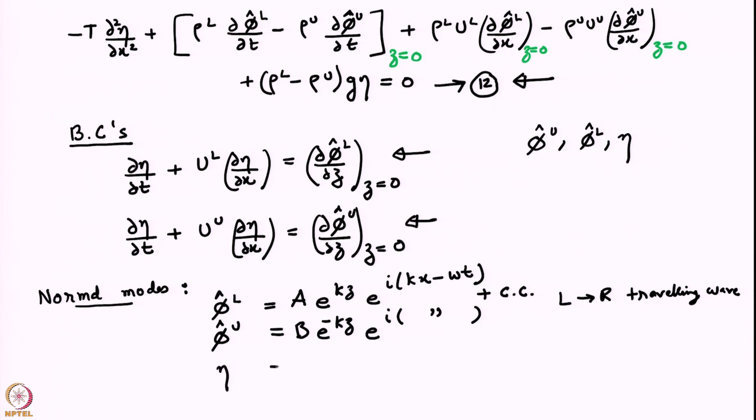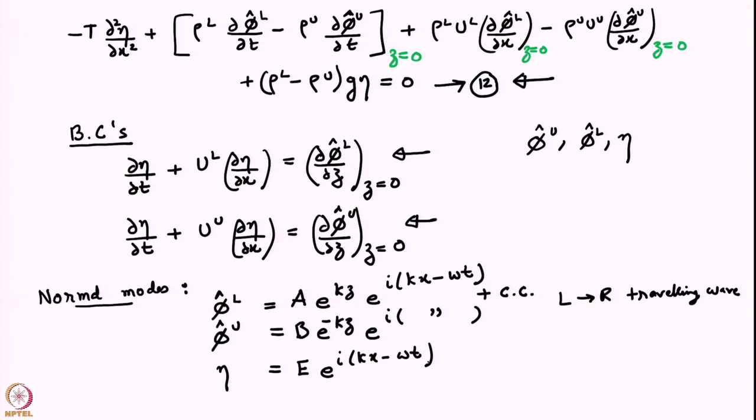And then eta, which is some complex constant, times e to the power i(kx minus omega t). In all of them, there has to be a complex conjugate added to it. Okay, so now we have to go back and substitute this into the three boundary conditions. The procedure is quite straightforward. In each of the cases, it will lead us to an algebraic homogeneous linear equation in the three complex unknowns A, B and E.